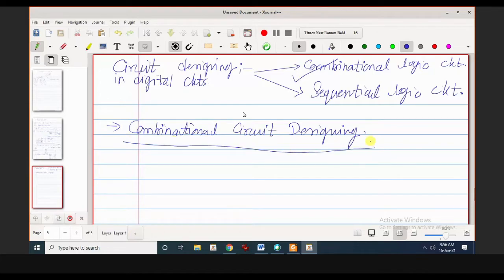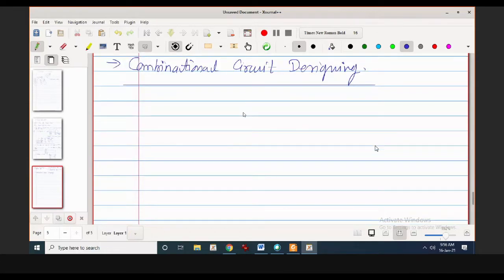Let us start with a simple, very initial circuit. We are going to implement the very first example, that is, implement the XOR gate using basic gates only.